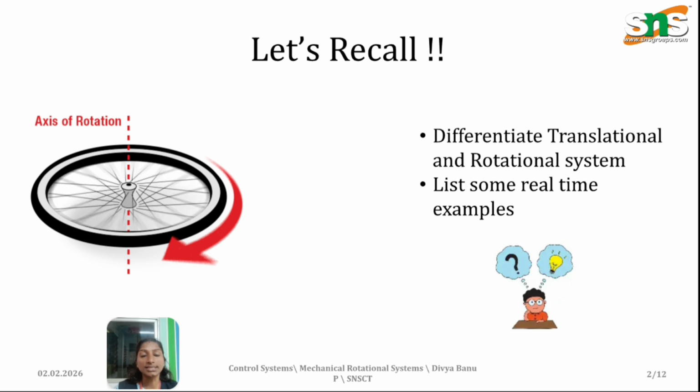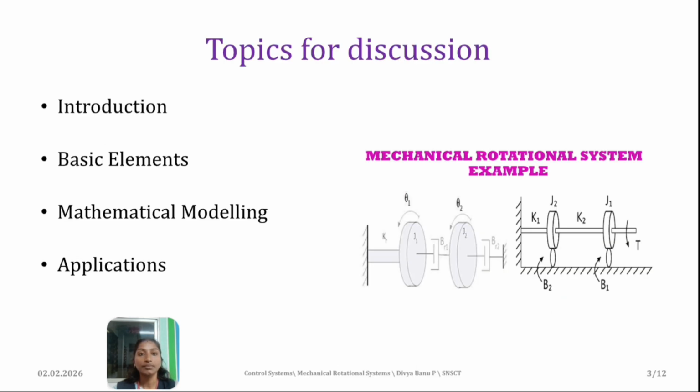Let us list some real-time examples of rotational system. For example, as an electrical engineer, motor is one of the best rotational system examples. In this video, we are going to have just an introduction and basic elements and mathematical modeling and its applications.